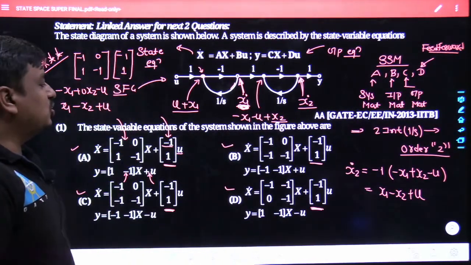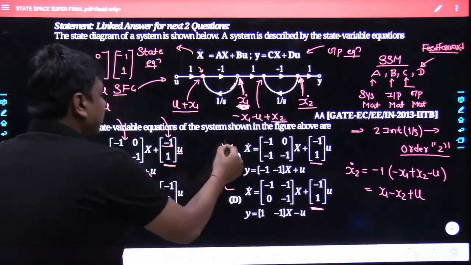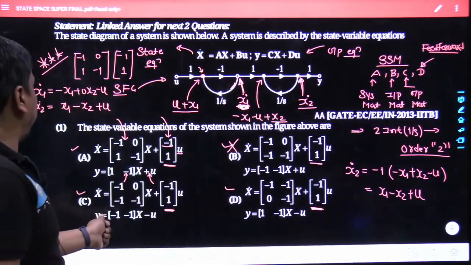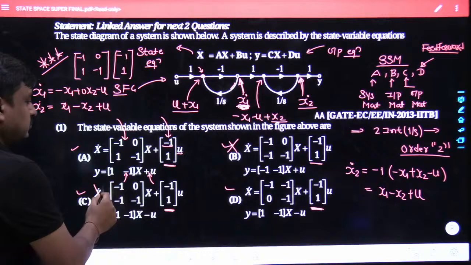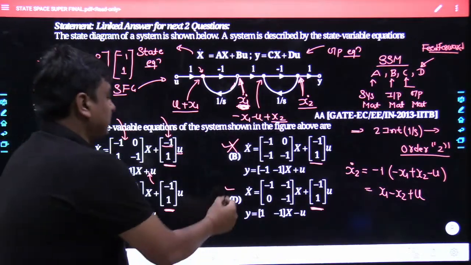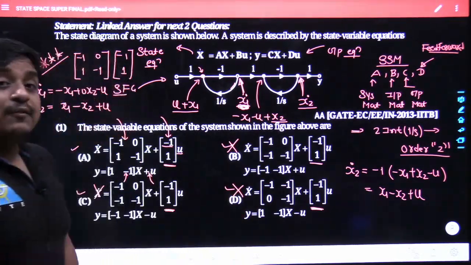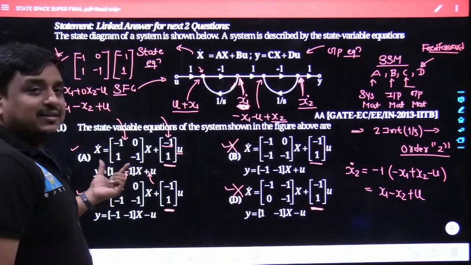So may I know which options can be ruled out? Obviously B can be ruled out. If we talk about C, even C can be ruled out. If we talk about D, even D can be ruled out. And for better understanding, you can calculate C also.